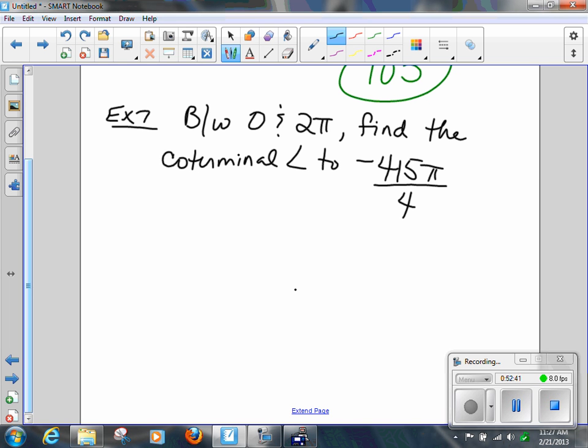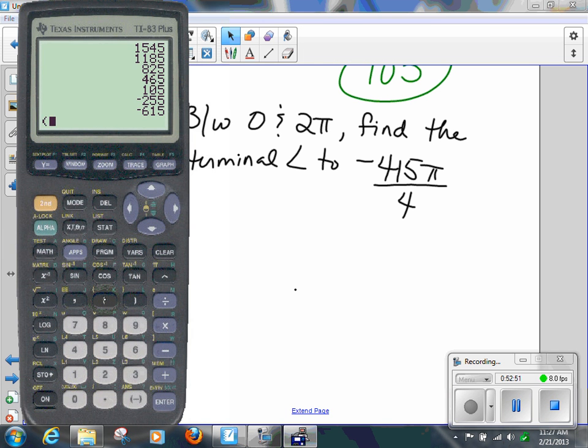Now, I could totally do this as add 2, add 2, add 2. Let's see. Parentheses, because I have to be a parentheses ninja. Negative 415 divided by 4, plus 2. And you might have to plus 2 one more time. Look at that. I'm getting close. Let's see. Oh, 0.25.